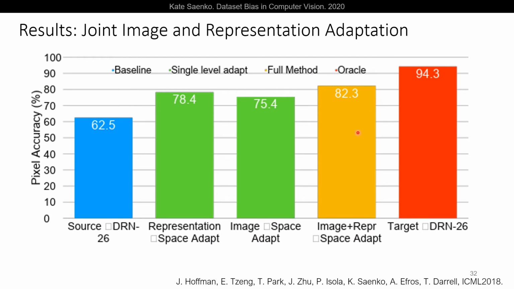In this case, when we measure per pixel accuracy of the source-only model, it's around 62.5% accuracy. That's measuring how accurately each pixel is being predicted compared to its ground truth label. Then with our model, we get 82.3% accuracy, so we have a significant improvement. But again, if we train a model on the target domain with lots of target labels, we can get up to 94.3% accuracy per pixel. So there is still a gap there, even though we're improving.